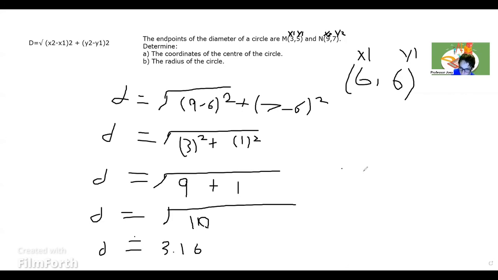So, therefore, the radius is 3.16. That is the radius. So we are completely done the question. We have figured out the coordinates of the center of the circle, which is 6 and 6. And now we have figured out the radius, which is approximately 3.16.